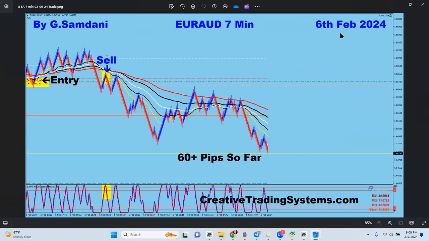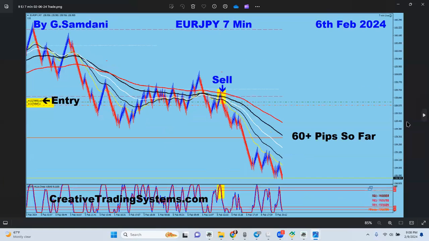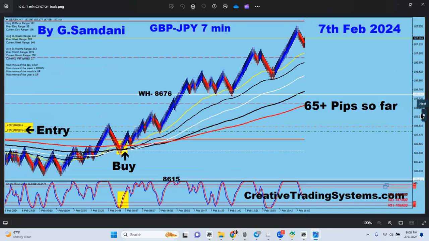This is on the 6th now. So on the 6th, a 60 pip entry here. The SL was almost about to hit at break even, but then it came down again for 60 pip. EURJPY, 7-minute chart, on the 6th, sell orders right there, by the book entry with my setup. The EA opened this one as well, 60 pip to the downside.